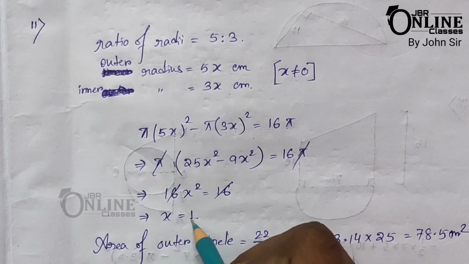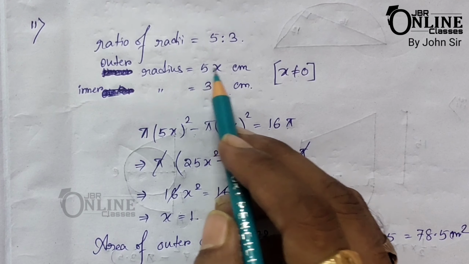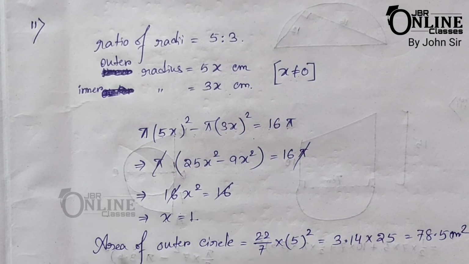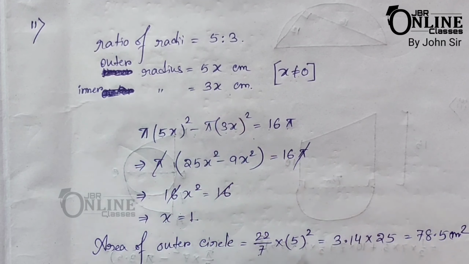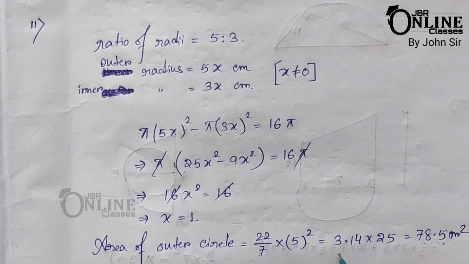So from that, x equal to 1. Now as x equal to 1, then outer radius equal to 5 into 1 and inner radius equal to 3 into 1. Now you have to find out the area of the outer circle. So pi r square, as 5 into 1, that means 5 is the outer radius. So pi into 5 square, that equal to 78.5 centimeter square. Here you can use the value of pi, it's 3.14, as is given, so that's why written here 3.14.